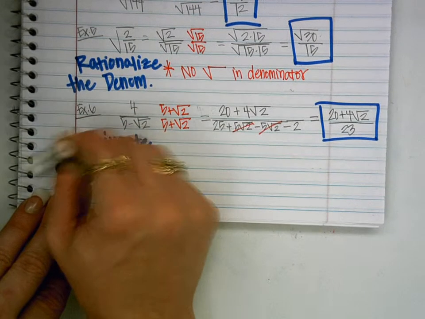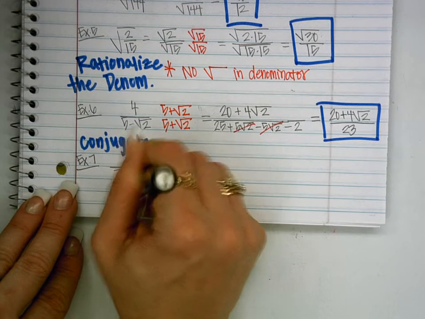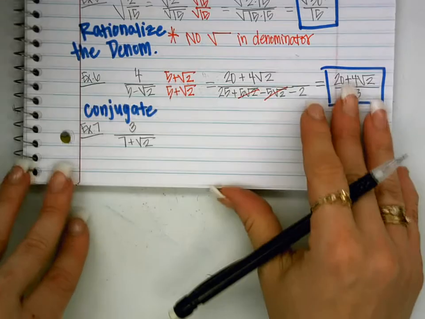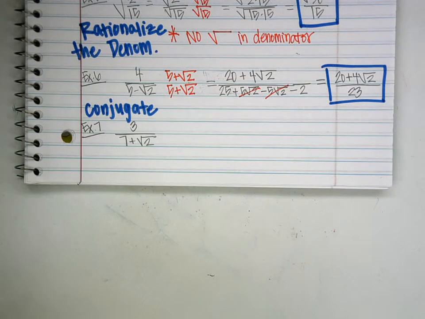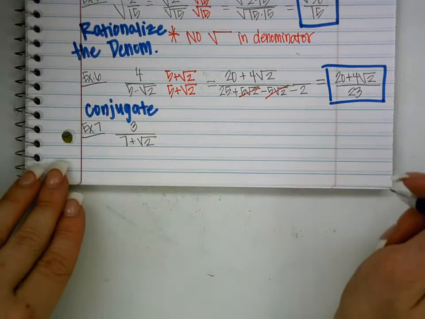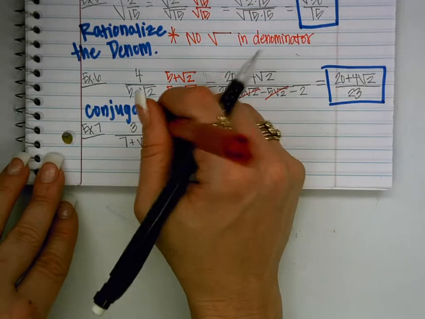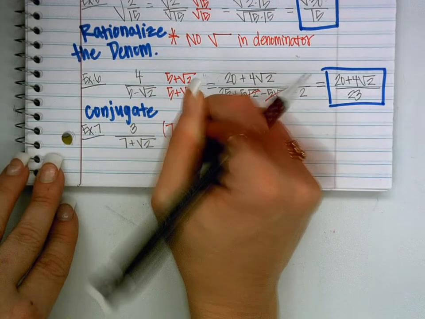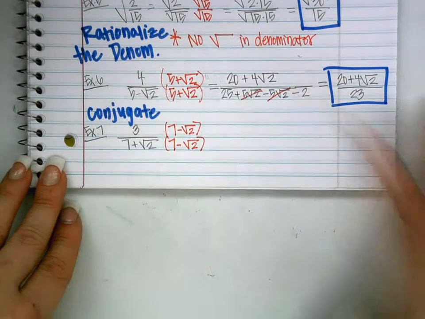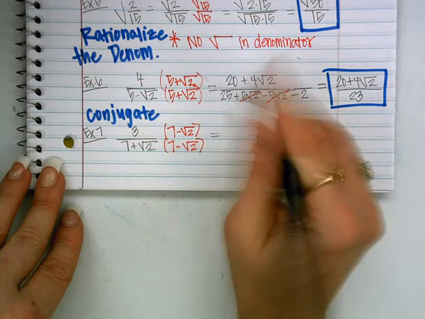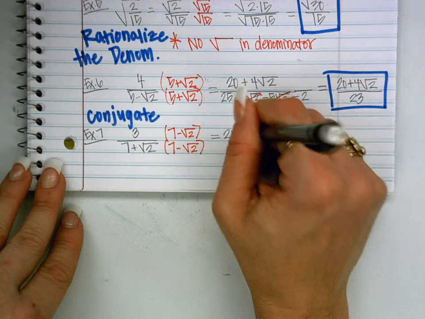For number 7, I'd like you to simplify 3 over 7 plus root 2. 3 divided by 7 plus root 2. To multiply by the conjugate here will be 7 minus root 2. So multiply by 7 minus root 2. I'm going to multiply the exact same thing on both the top and the bottom. So for the numerator, we distribute. 3 times 7 becomes 21. 3 times negative root 2 gives you minus 3 root 2.